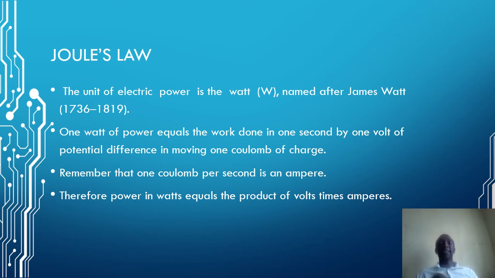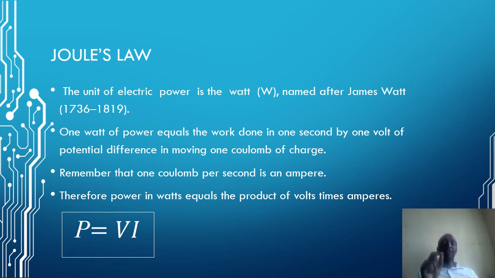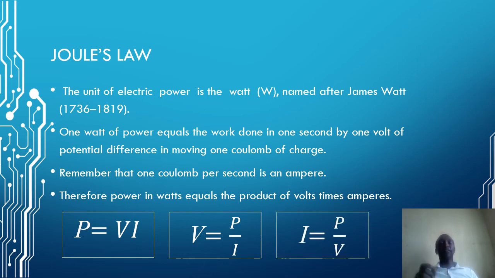Now, considering that 1 coulomb per second is an ampere, power in watts is equivalent to the product of volts times amperes, or P equals V times I. When you look at this equation, you'll discover that we now have the relationship between voltage and current, and when we have the product of voltage and current, we can get the power. But also, we can get the voltage given power and current, or we can get current given power and voltage. This relationship will be visited in a later slide.